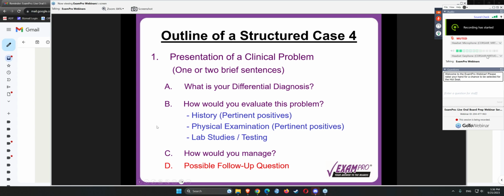It just reminds you that structured cases have a somewhat standardized format. You will often be presented with a clinical problem, generally brief, although not always. And you'll often be asked about differential diagnoses. How would you evaluate a problem?